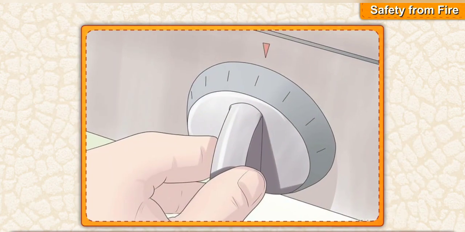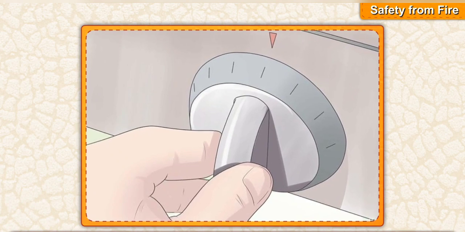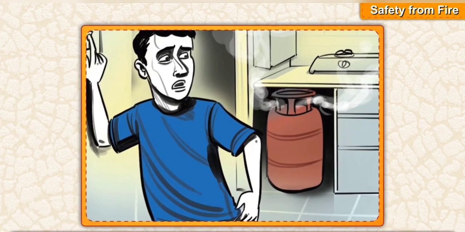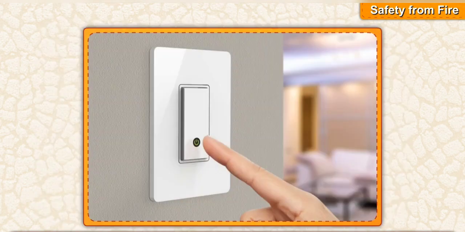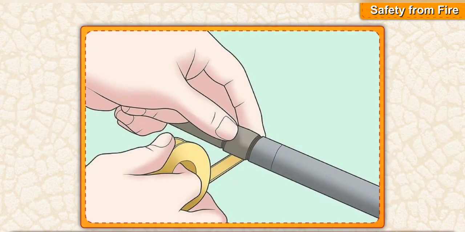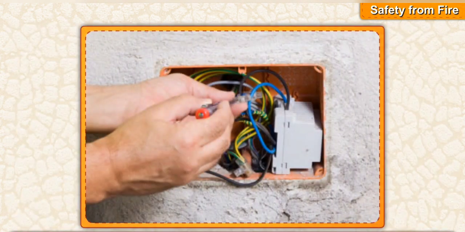Switch off the gas regulator when not in use. In case of a gas leakage, neither strike a match nor operate any electrical switch. Open all doors and windows and call an adult for help. Replace faulty gas pipes immediately. Check wiring and electrical appliances regularly for any fault or breaks in the wiring.